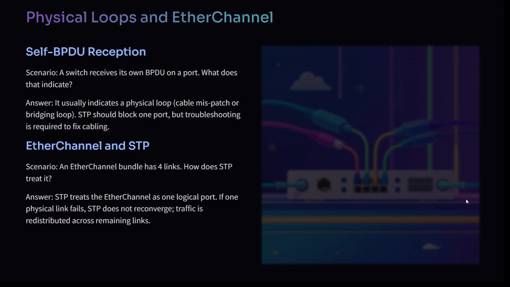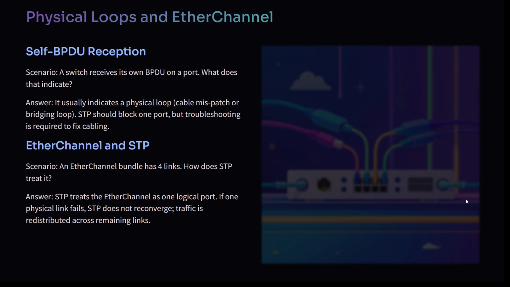Physical loops and EtherChannel. Self-BPDU reception. Scenario: a switch receives its own BPDU on a port. What does that indicate? Answer: it usually indicates a physical loop, cable mismatch, or bridging loop. STP should block one port, but troubleshooting is required to fix cabling.